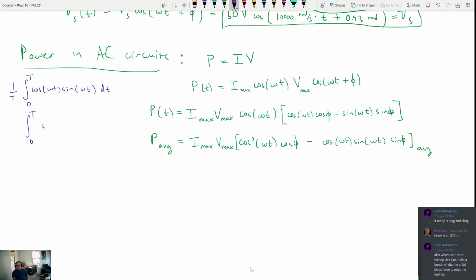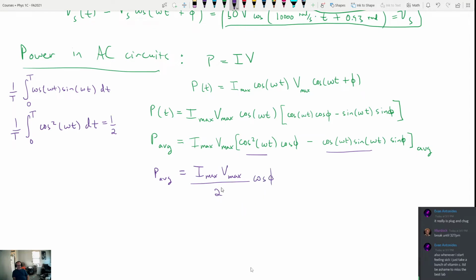But if I do the integral from 0 to T of cosine squared of omega t, which is what the other function has, and phi is just a number, I believe we figured out that this was equal to a half. So what we get out of this whole thing is that the average power, we did this at the beginning of class, so you can go back and look at it, is I max V max times a half, so divided by 2, and then multiplied by cosine phi.